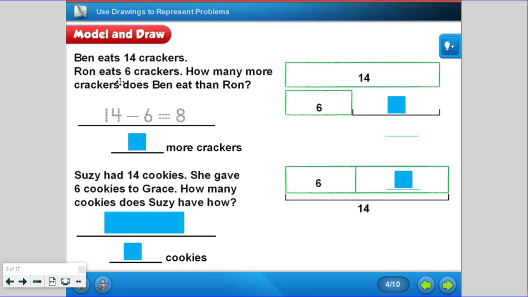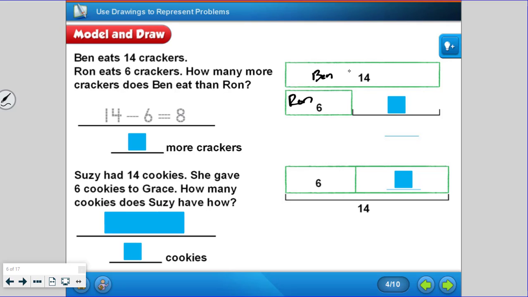The problem says Ron eats 6 crackers. How many more crackers does Ben eat than Ron? So in this case, we're actually going to compare. Think of this as maybe like connecting cubes, right? So we built a connecting cube strip, and this one's 14. We're going to put it next to this one that's 6, because this 14 is how many Ben eats, and this one is how many Ron eats. And so we want to see how many more Ben eats than Ron.